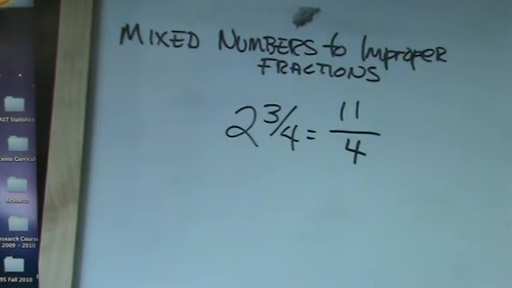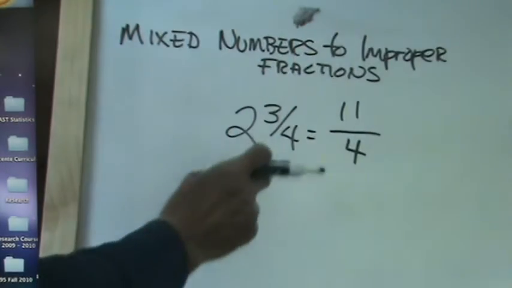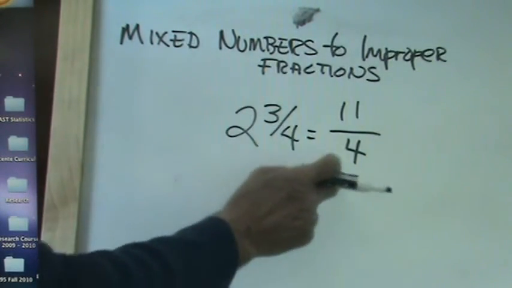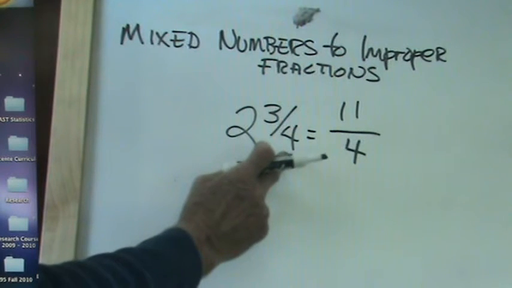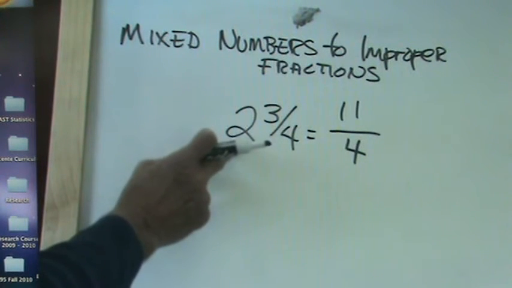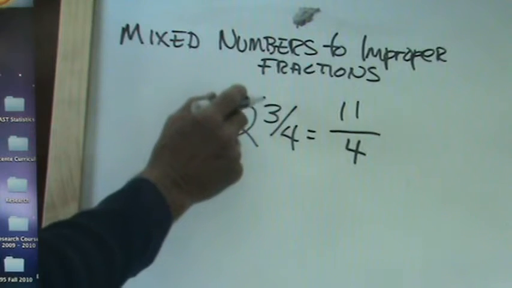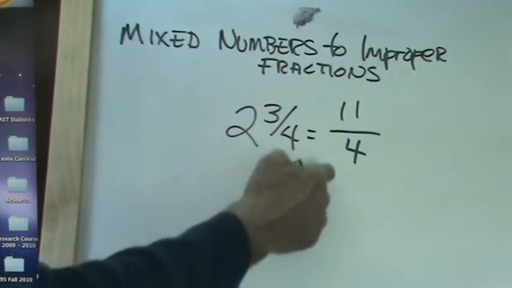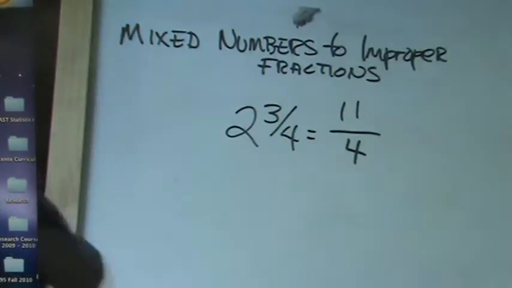So this is a fairly easy skill to change a mixed number into an improper fraction. Multiply the denominator, or bottom, times the whole number. Add the numerator, or the top. 4 times 2 is 8, 9, 10, 11. 11 goes on the top. The denominator stays the same.